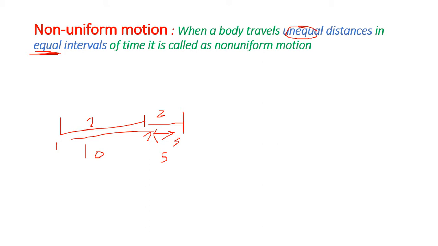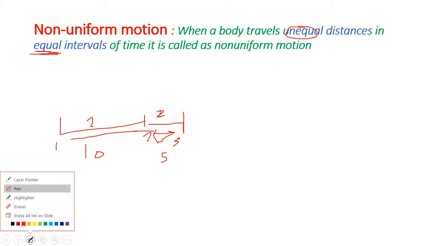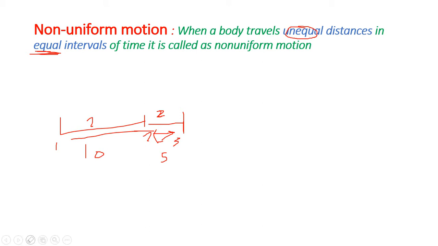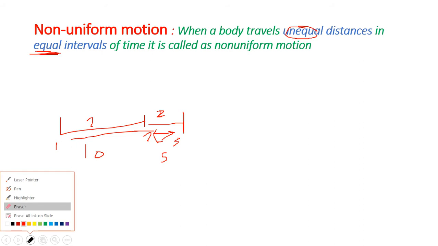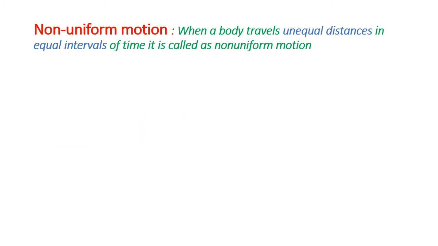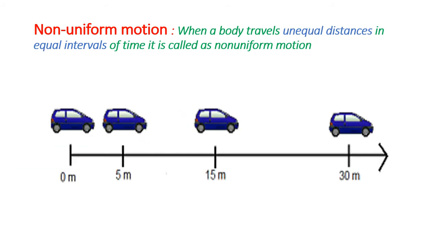See, it takes 2 seconds to travel 10 meter. Again you can take same 2 seconds, because this is equal interval of time, so time will remain same. In 2 seconds you can travel 5 meter, you can travel 15 meter, you can run 20 meter. So that is non-uniform motion. For non-uniform motion, I will show you one graph. See, this is the example of non-uniform motion.